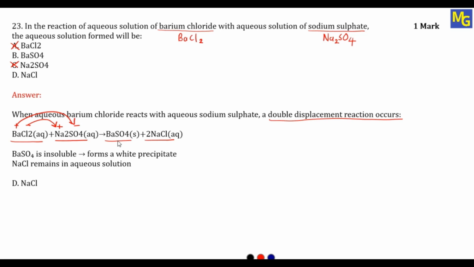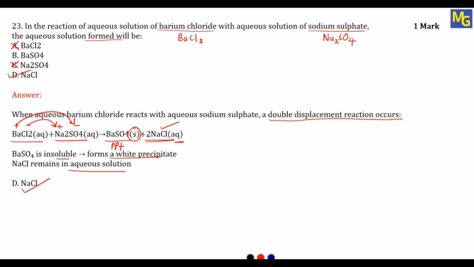But in these two products, BaSO4 is in the solid form. So this will give precipitate. I'll write it here, ppt. This will form a white color precipitate. And what about NaCl? NaCl is a sodium chloride salt which will be dissolved in the water. So it will form aqueous solution. And the question asks, the aqueous solution formed will be, so the aqueous solution is our NaCl. Therefore, our correct answer is option D. So here BaSO4 is insoluble, forms white precipitate, and NaCl remains in the aqueous solution. So therefore, correct answer is option D. So this is the answer for question number 23.